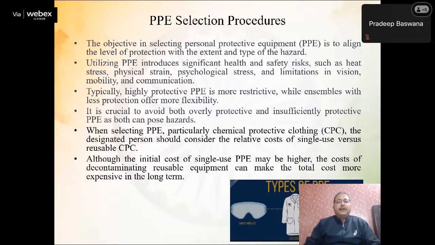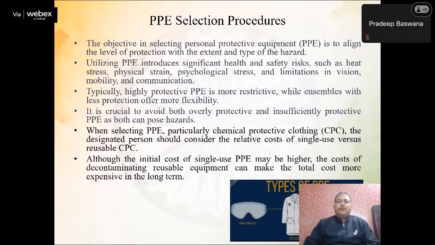Utilizing PPE introduces significant health and safety risks such as heat stress, physical strain, psychological stress, and limitations in vision, mobility, and communication. Psychological stress is a very big thing because a person going into an incident zone is very stressed. His only support is the quality or the nature of the PPE. If the PPE is good and could protect him, then he can respond properly and help somebody else. So it is required that he should not be under psychological stress. He should be very confident that whatever PPE he uses is helpful for him.